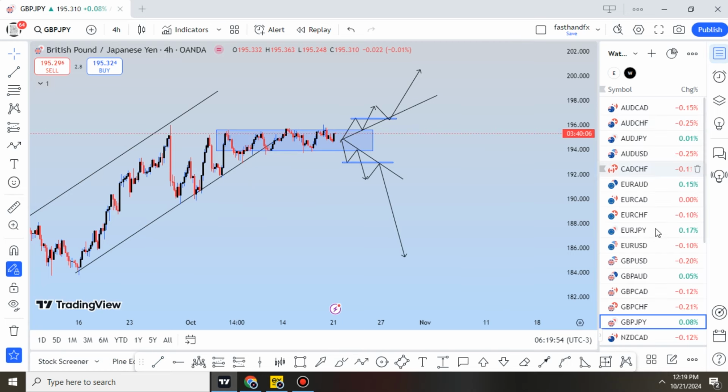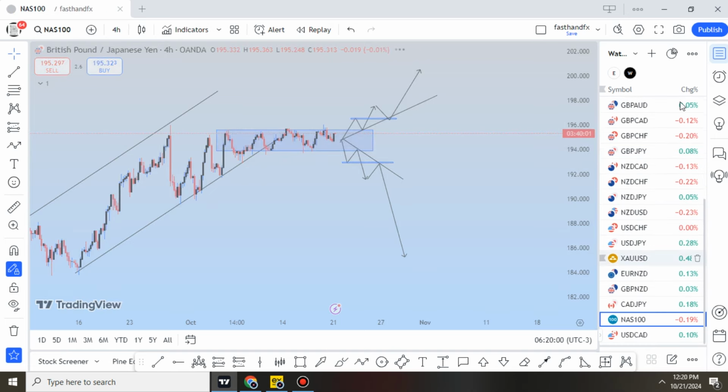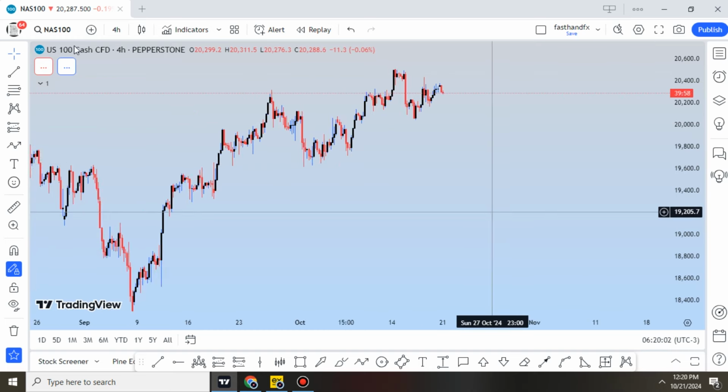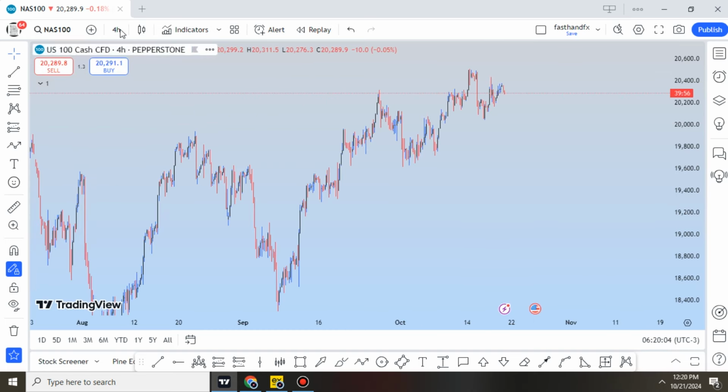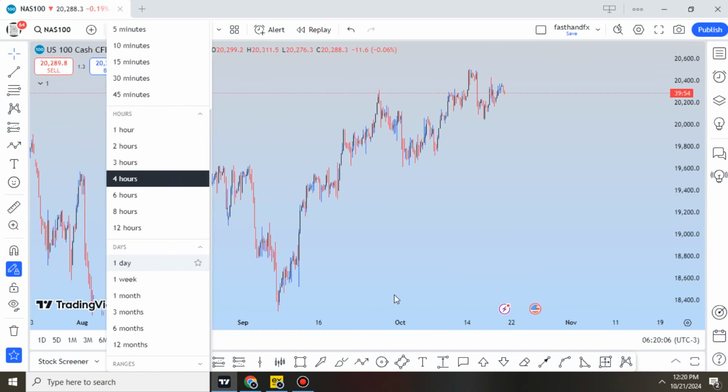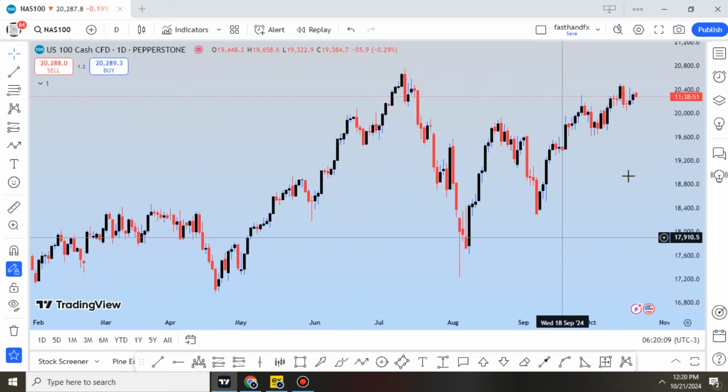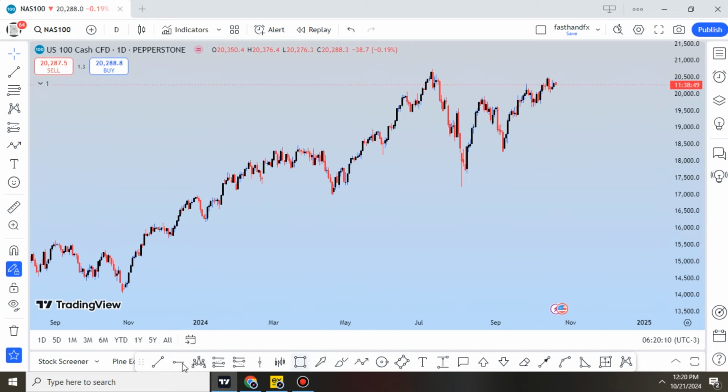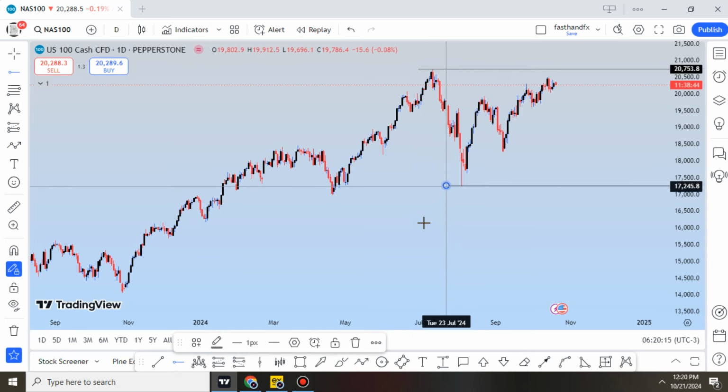So let me see, which pair should I try to understand? Nas100, let me see, because I believe people also like trading Nas100. So off the daily, let's hit the daily. Correct. Now the last high was this zone right there, then this was the last low right there. Correct.